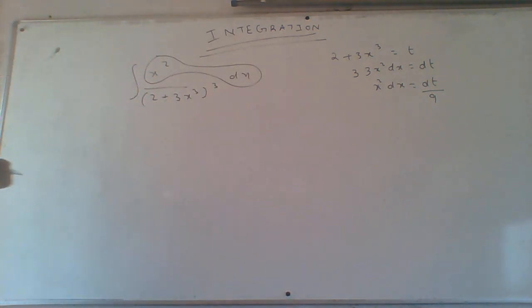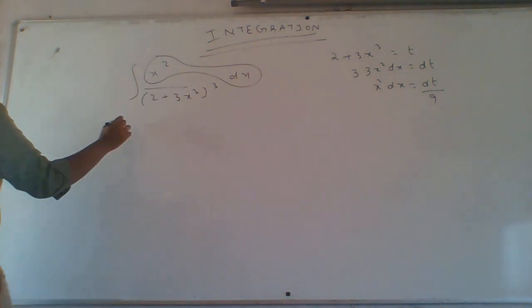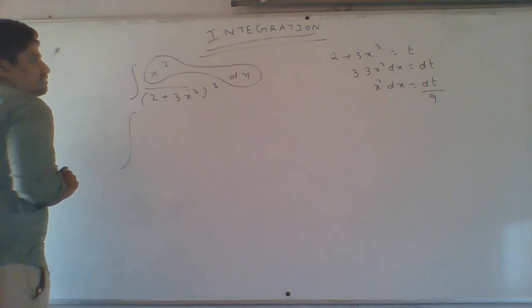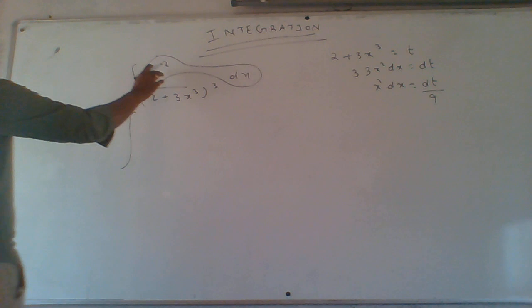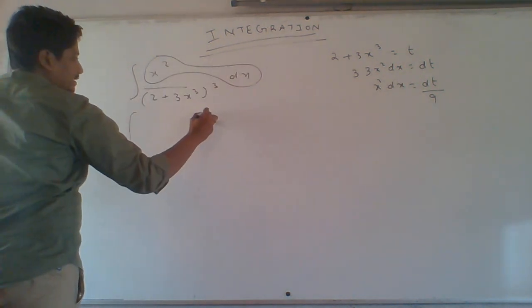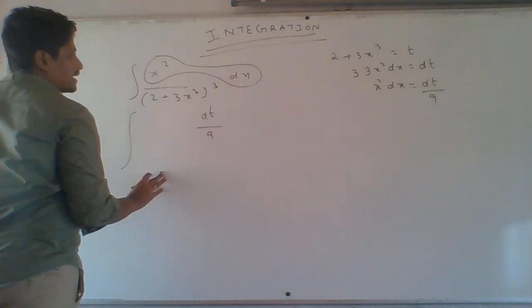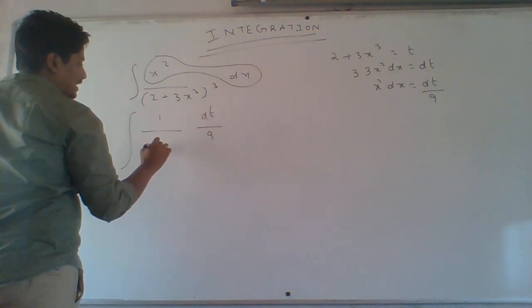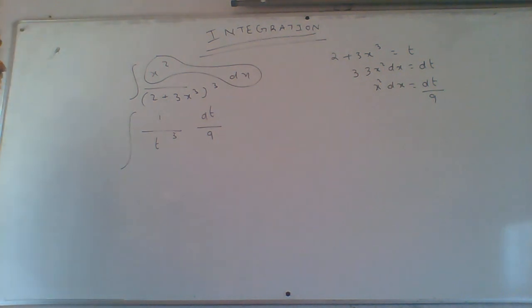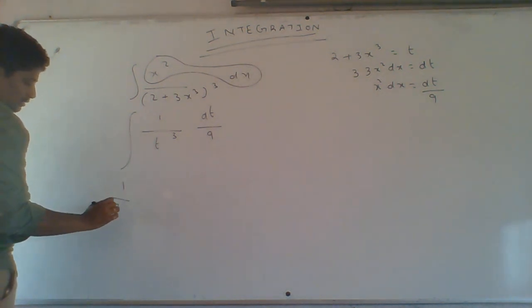In the place of x square dx, substitute dt by 9, and in the place of 2 plus 3x cube, put t. The given function totally converts in terms of t. So it is 1 upon t cube, with dt by 9. See here, the total function is converted in terms of t. Now 9 is a constant, take it out.